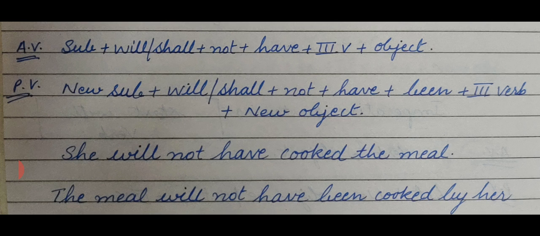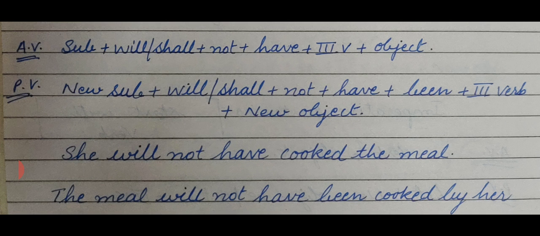What is the object here? The meal. It will become new subject. The meal, with it we are to use will. The meal will, as it is negative sentence, so not will come. Not, have, to make it passive, been, third form of verb, cooked. And before you change the subject of active, subject of active will become new object in passive. Before that we are to use by, and she will become her. So the meal will not have been cooked by her.